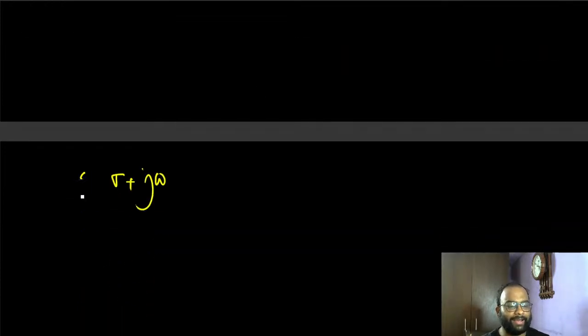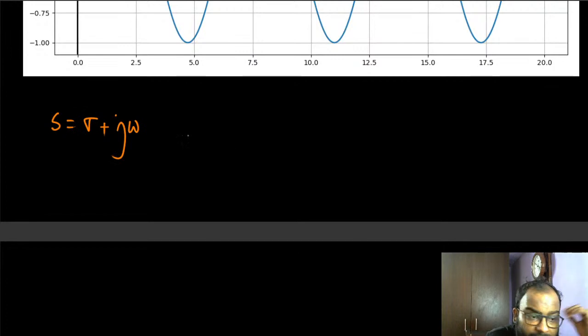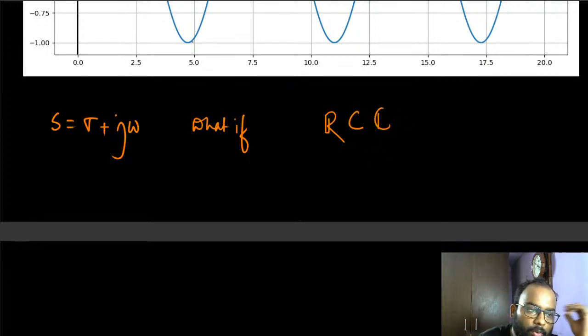So as I was saying, the complex frequency is that representation. That's a complex number, right? s equals sigma plus j omega. My question is, what if it's a real number? Because real numbers are a subset of complex numbers, right? We know that.